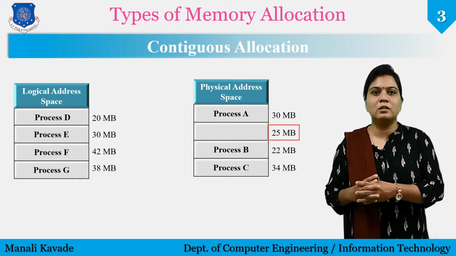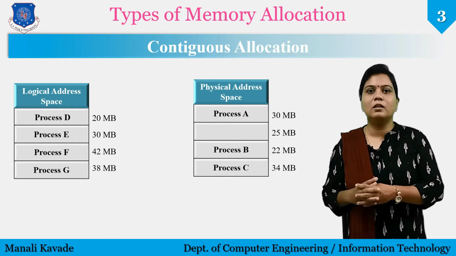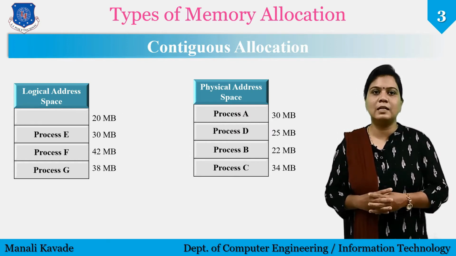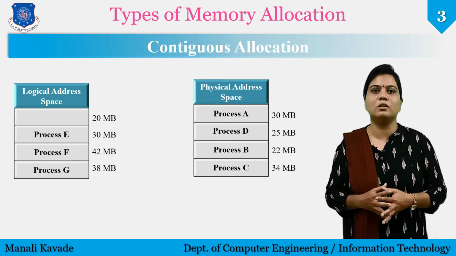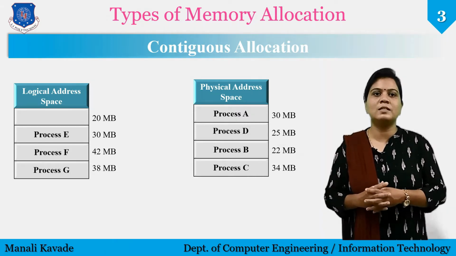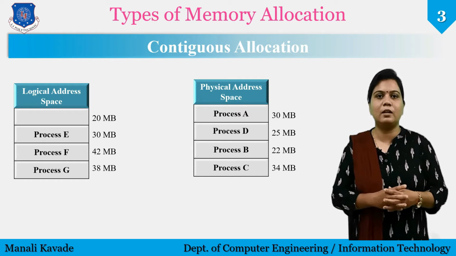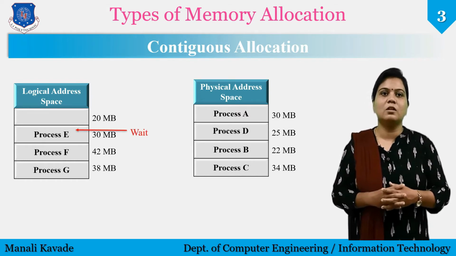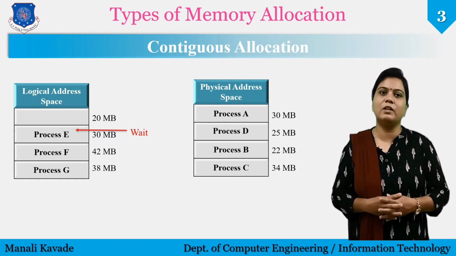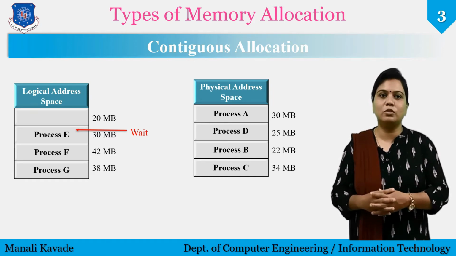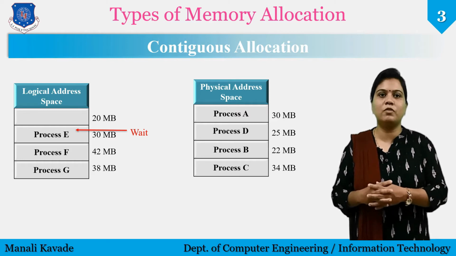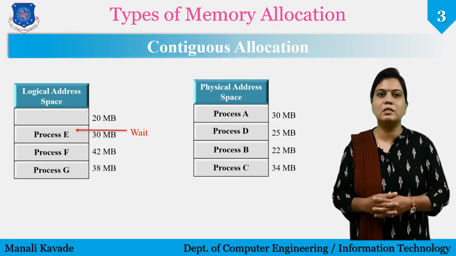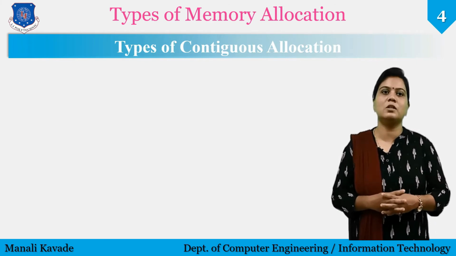So the process D will get partition number 2 as the available size is a contiguous block of a chunk, whereas process E will have to wait until and unless contiguous space of required size is available. So this was all about the first technique, that is the contiguous allocation. Now we will see different types of contiguous allocation techniques.